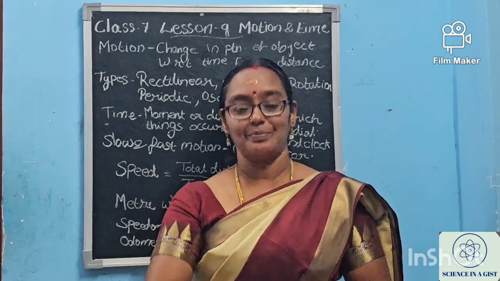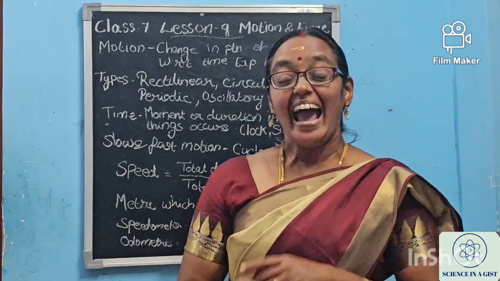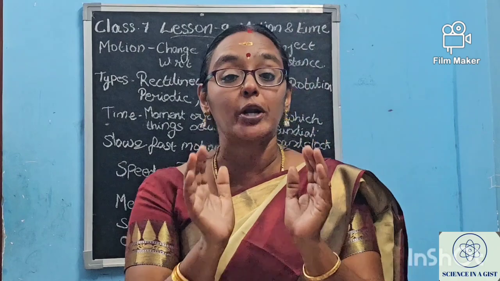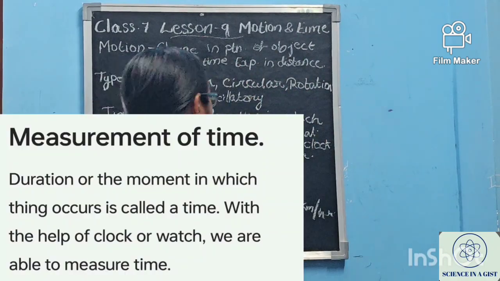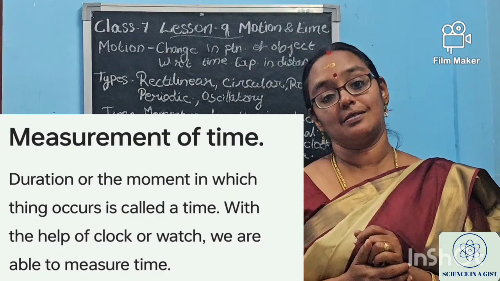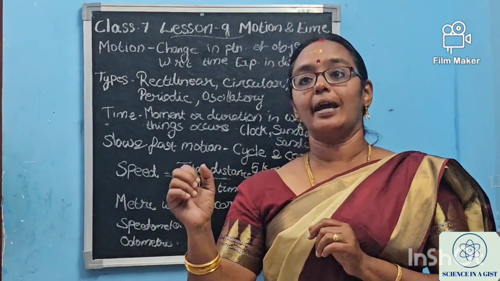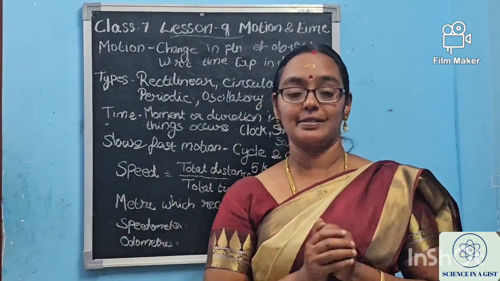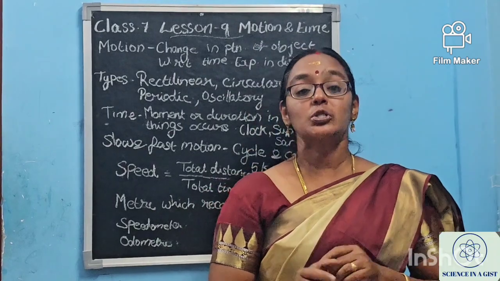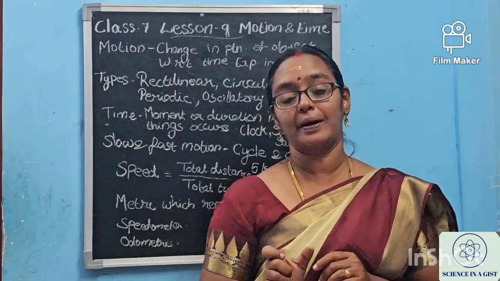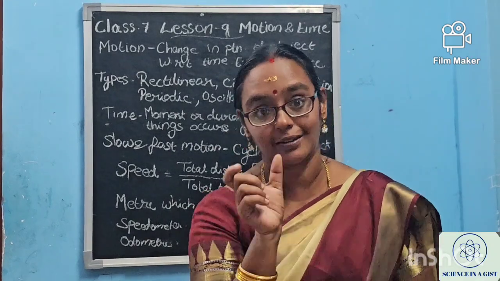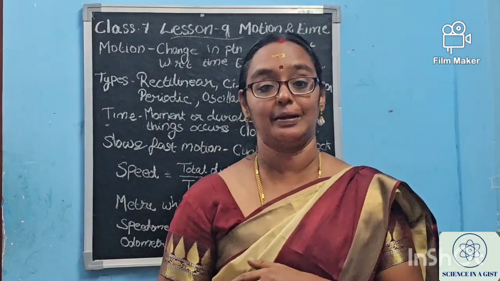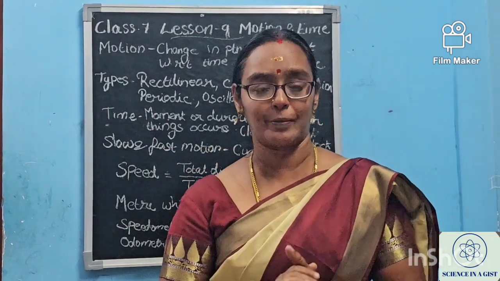Time. What is time? This is our time, isn't it? Actually, what is time? Time is the moment or duration in which a particular thing occurs. To say your exam, you will say from 10 o'clock to 12 o'clock the exam is there. It's a duration, isn't it? So the duration is what we are saying as that particular time. This is a kind of explanation about time.